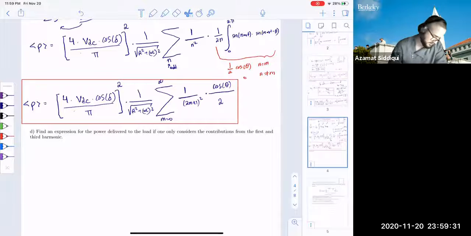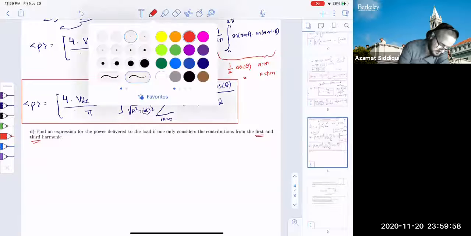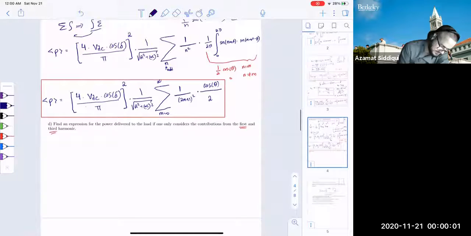Okay, moving on to part D. Now we're considering the previous part, where we considered the contribution from all the higher order harmonics, but now this question is asking us to find the power delivered if we only consider the first and the third harmonic. That means the sum is not going to infinity. The sum is just going from 0 to 1. So let's do this. Average power delivered. All the other terms would remain the same.